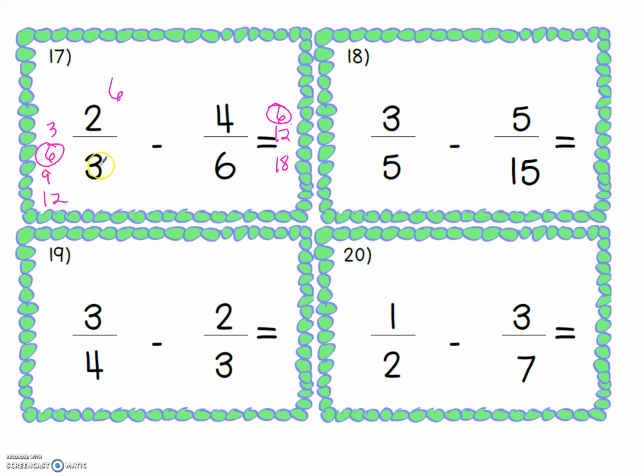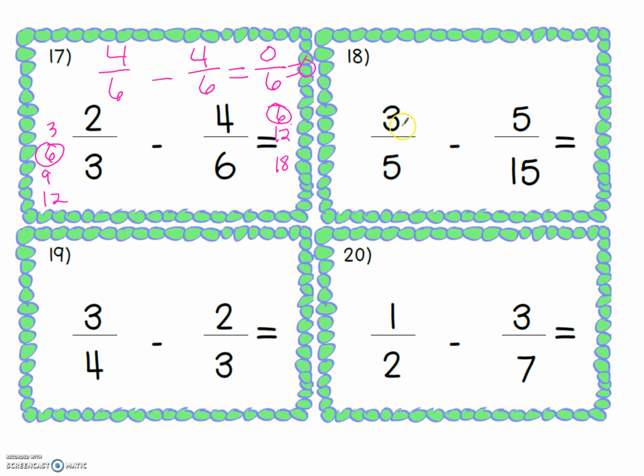So going to 6, how do we get from 3 to 6? We multiplied by 2. So 2 times 2 is 4 minus, this one's already there, 4/6 minus 4/6, so 4 minus 4 is 0. And then bring over our denominator, so 0/6, or simply, that's the same thing as just 0. Okay?